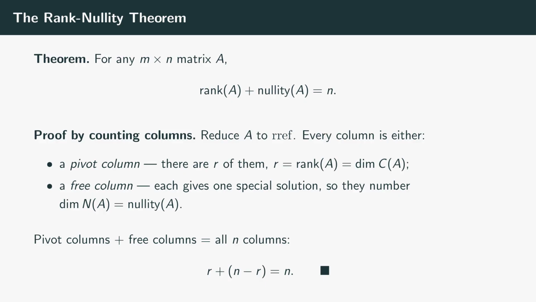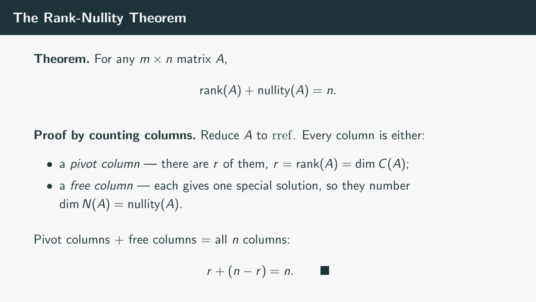Here is the theorem, and its proof is just careful bookkeeping. For any matrix A with n columns, the rank plus the nullity equals n. To see why, reduce A to its reduced row echelon form and look at the columns. Every single column is exactly one of 2 kinds. It is a pivot column, and there are r of those where r is the rank, which is also the dimension of the column space. Or it is a free column, and each free column produces exactly one special solution in the null space, so the number of free columns is the nullity, the dimension of the null space.